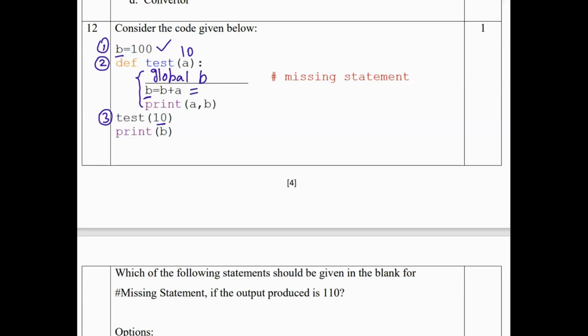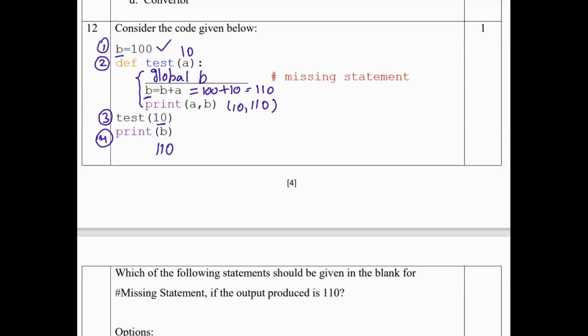So now what is B now? Already B is 100 plus A. What is A? A is 10. So which is 110 here. And print A comma B. So this print function will print A comma B. So A is 10 comma 110, which is B. After that only, the function will move on to outside the function and it will print B. So it will read the print statement at the last and it will print B. What is B here? It's 110.